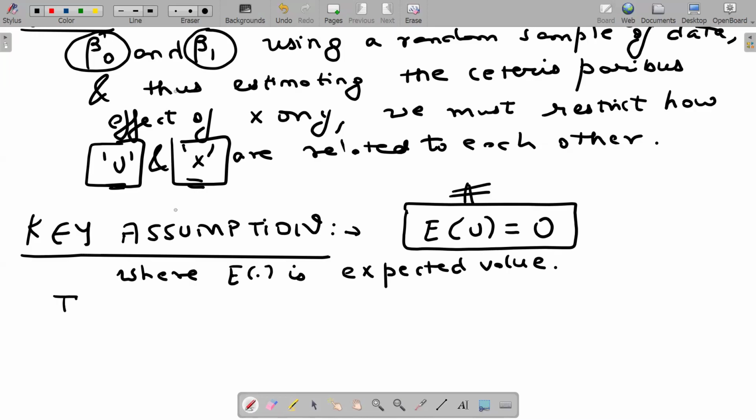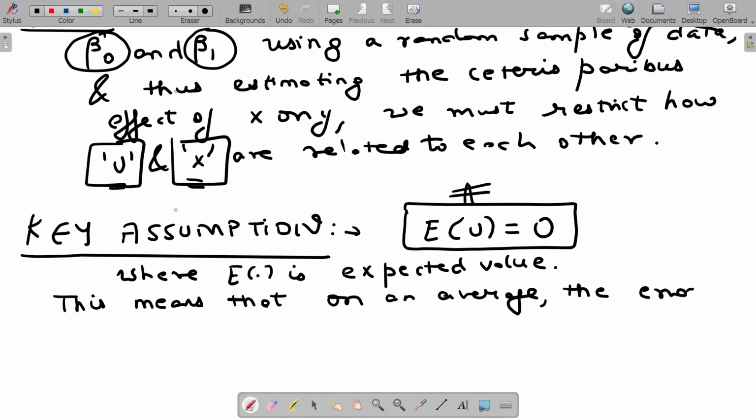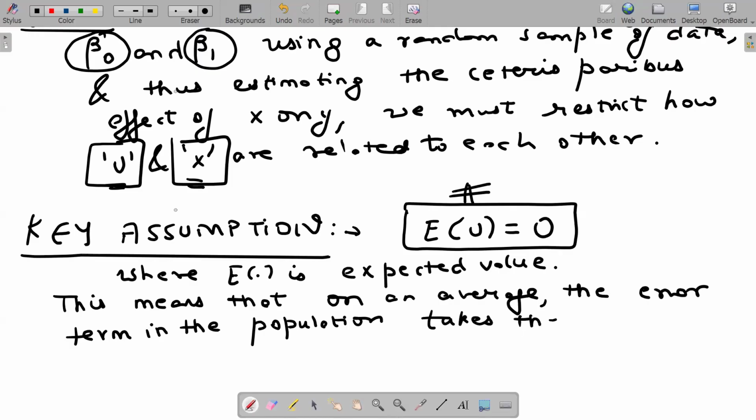What does this mean? This means that on an average, the error term in the population takes the value 0. The error term in the population takes the value 0. This is what I'm trying to say.